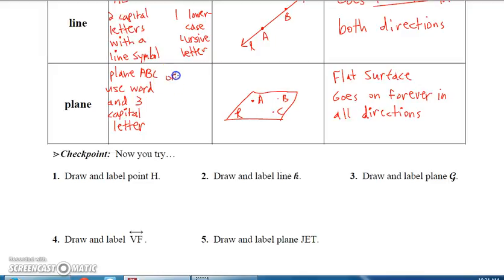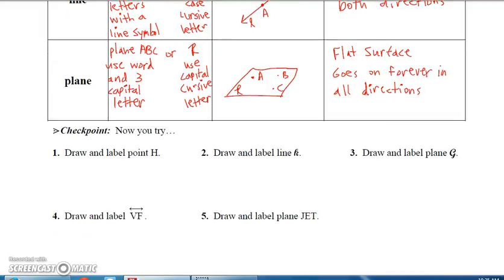Or you could just name it with 1 capital cursive letter. In this case, we would just call it plane R. So you could just use a capital cursive letter. This saves us time when we have a big diagram that has a bunch of planes and points on it. It's a little bit easier to just say plane R or line L than to have to keep using a bunch of letters. Okay?